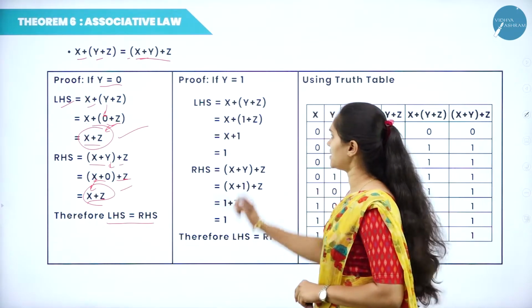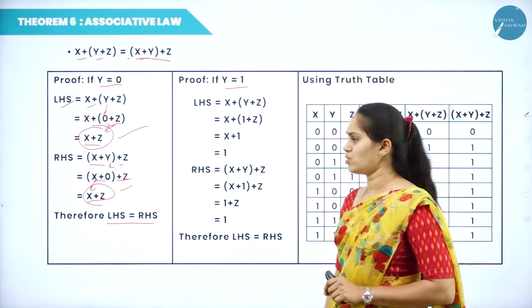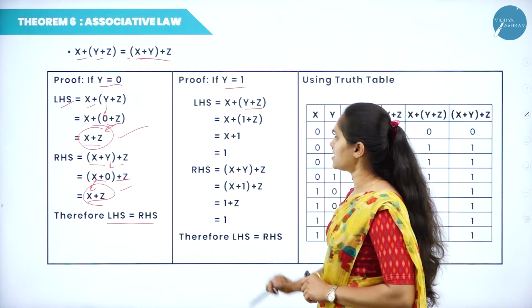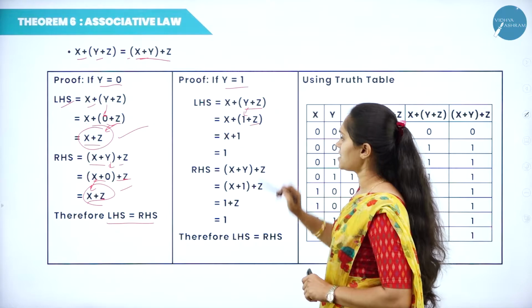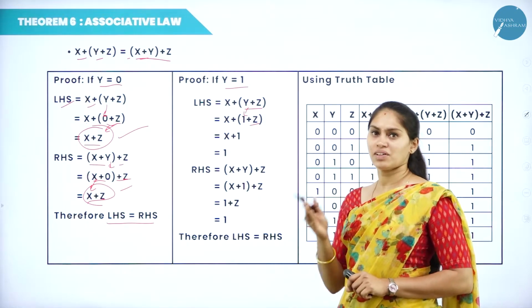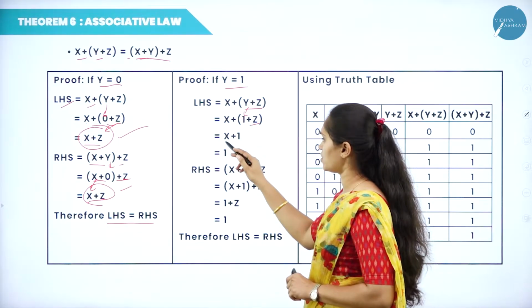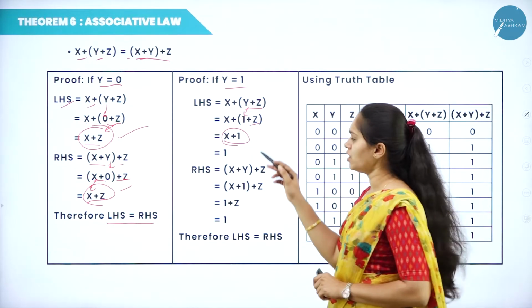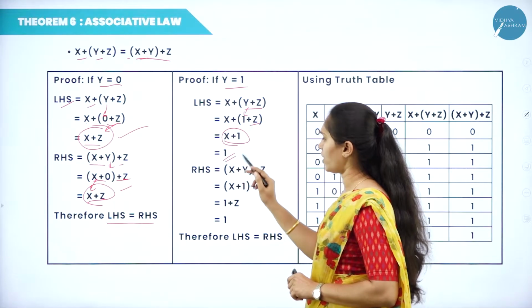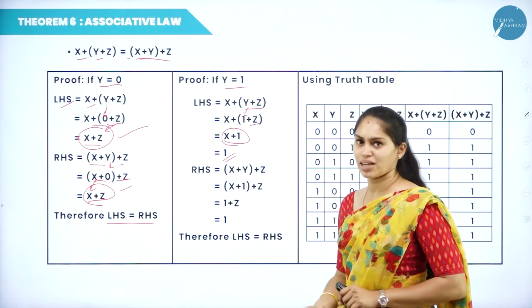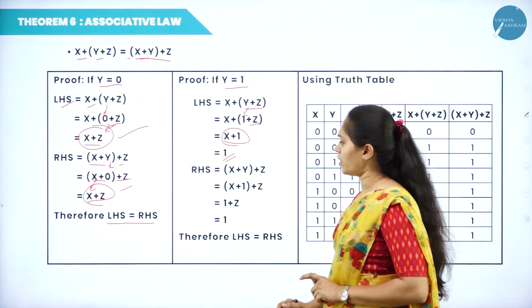Now let me consider the y value as 1. So x plus (y plus z). Consider 1 plus z. If I add any number with 1, then I am going to get the resultant as 1 itself. So that x plus 1 now. So x plus 1 in the sense 1. If I add any variable with another variable being 1, then the resultant will be 1 itself.